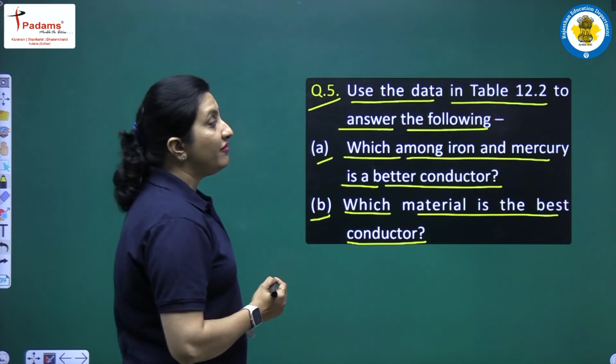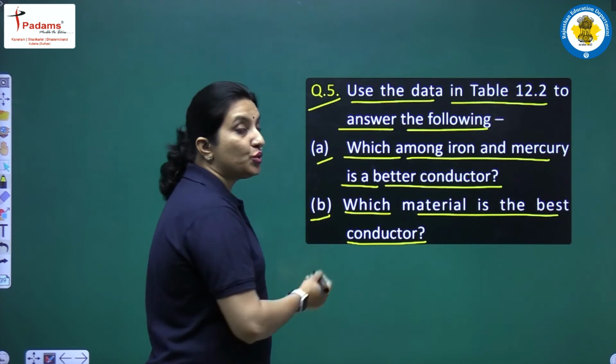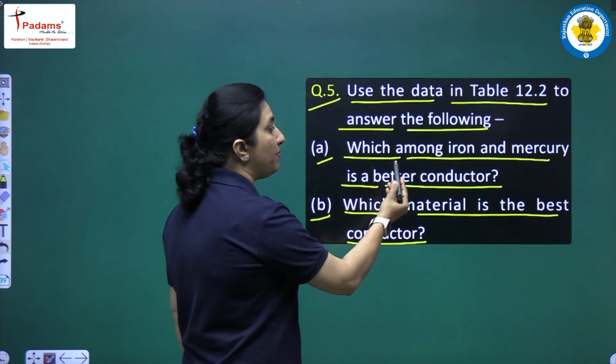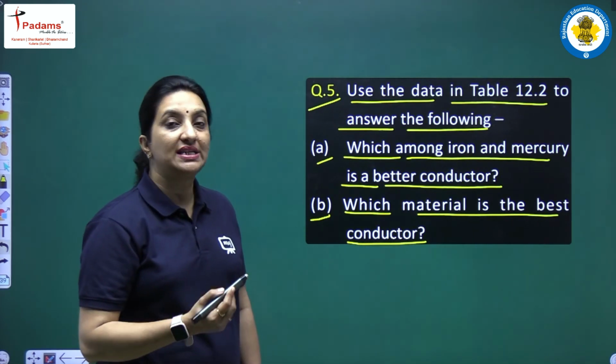Now students, here we have to observe table 12.2 and then we have to answer these 2 questions. First we need to compare iron and mercury and we have to tell that which is a better conductor.